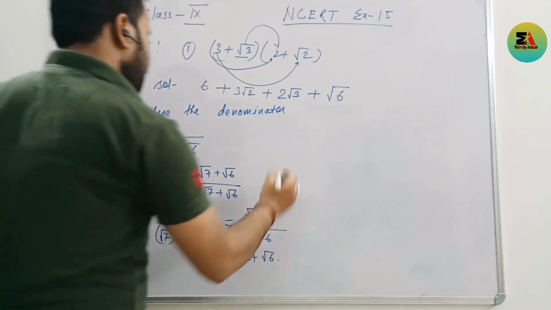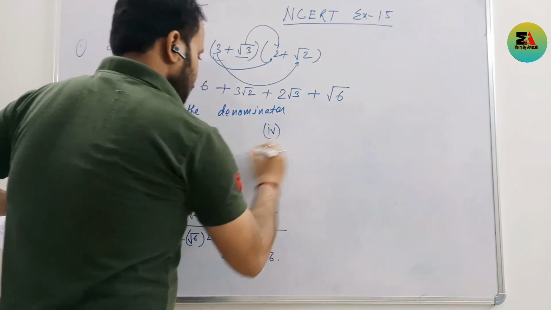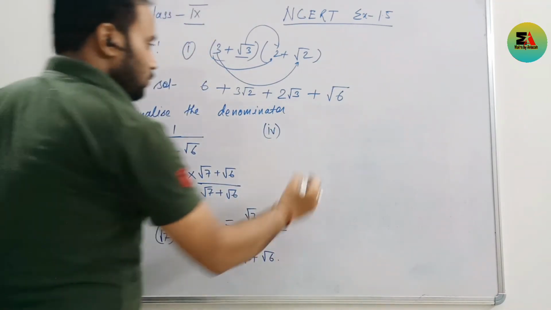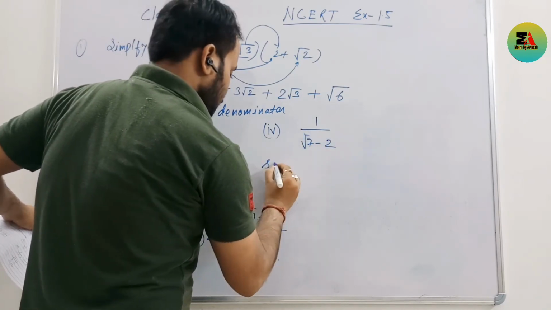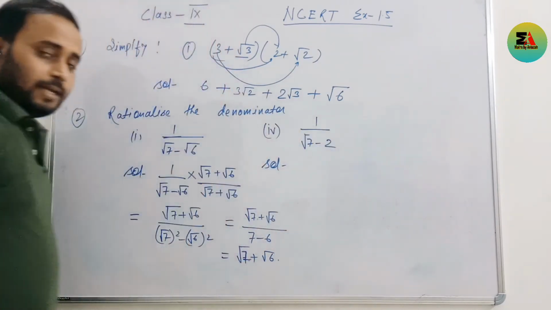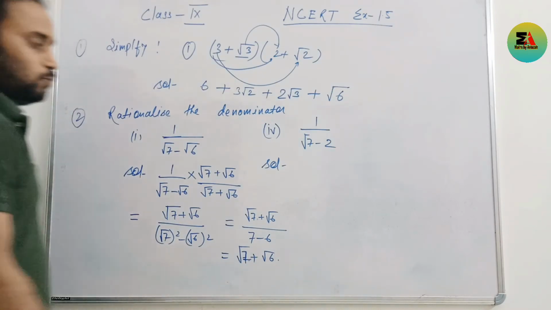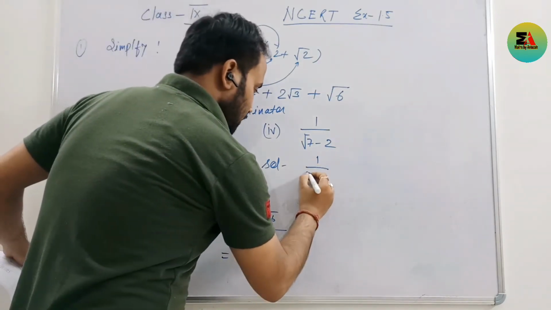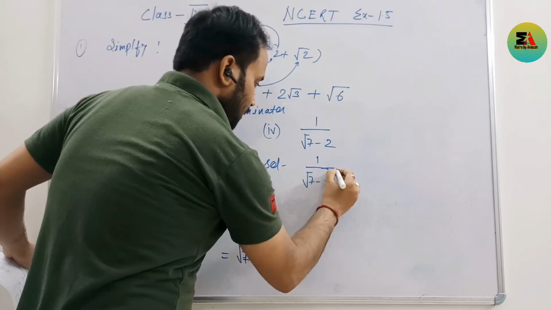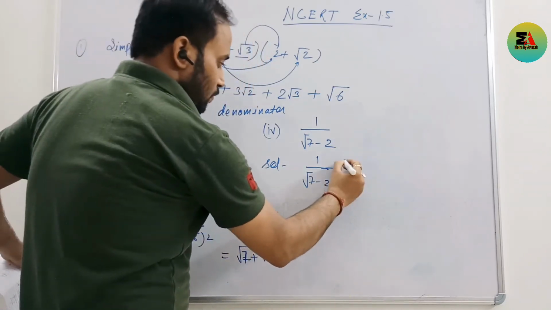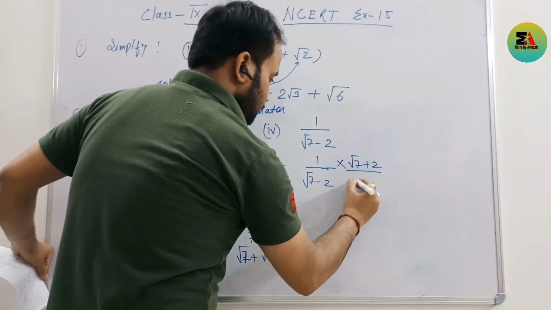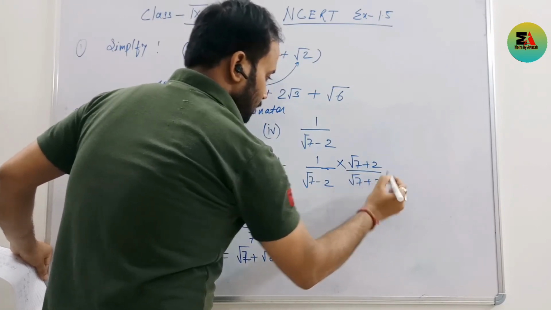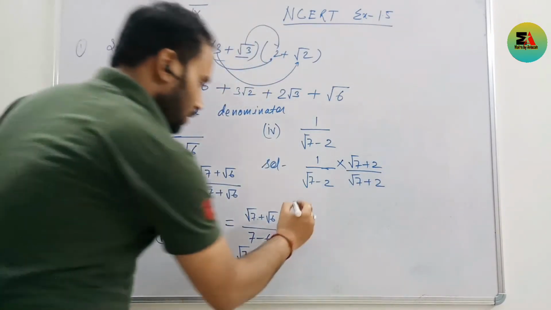Now take another example. This is question 4. The question is 1 by root 7 minus 2. Our denominator is root under 7 minus 2. To proceed in a similar way, root under 7 minus 2, you have to multiply by what? Their opposite sign. Root 7 plus 2. Clear?